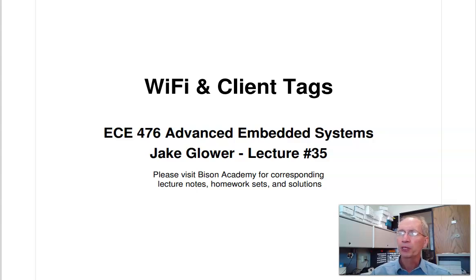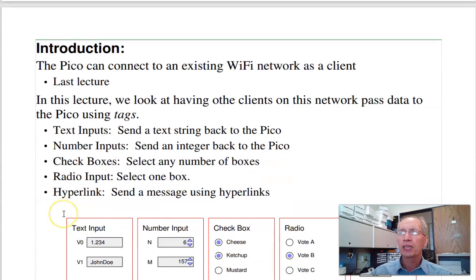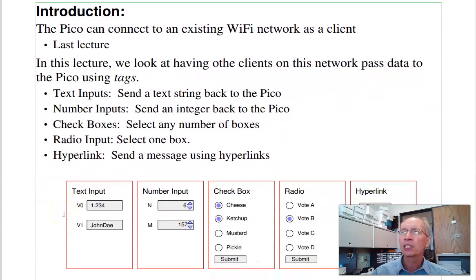Welcome to lecture number 35 for ECE 476, Advanced Embedded Systems, Wi-Fi and Client Tags. Now what we're doing in this lecture is we're going to look at how to set up your Pico to act as a client on an existing Wi-Fi network. That's what we talked about last lecture.